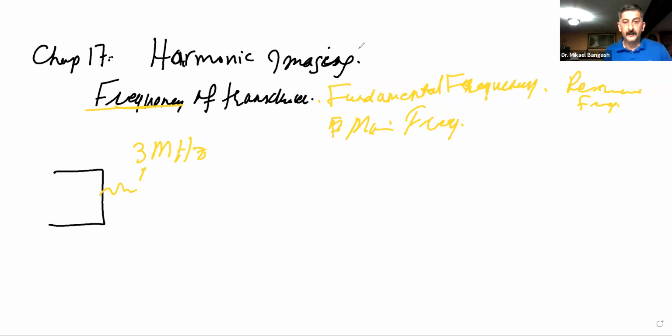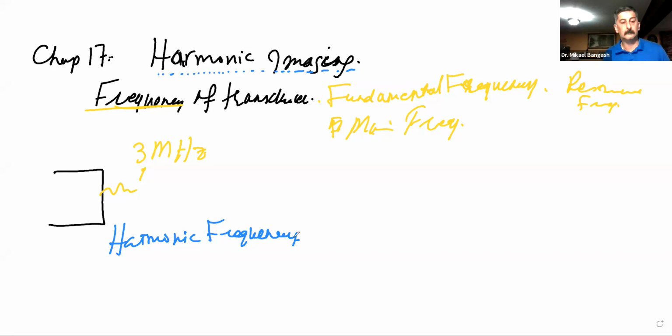And as I say, this chapter is mainly going to be about harmonic imaging, which needs something that we will call a harmonic frequency. So for harmonic imaging, we will need a frequency which is going to be referred to as a harmonic frequency. Is that clear?